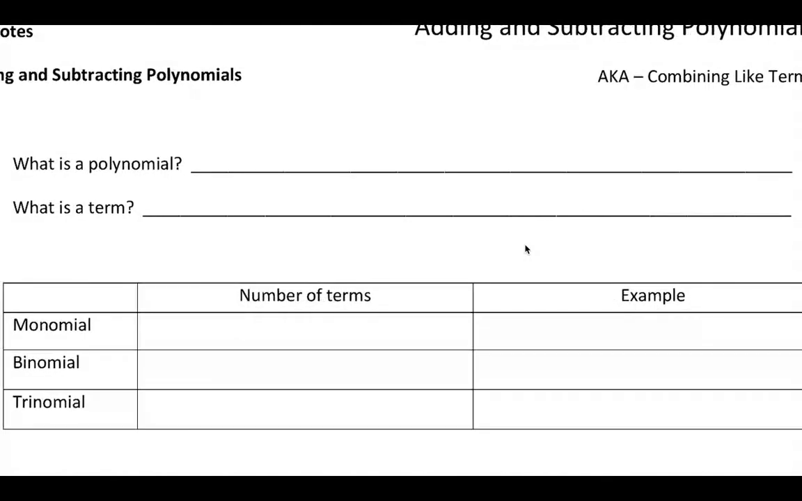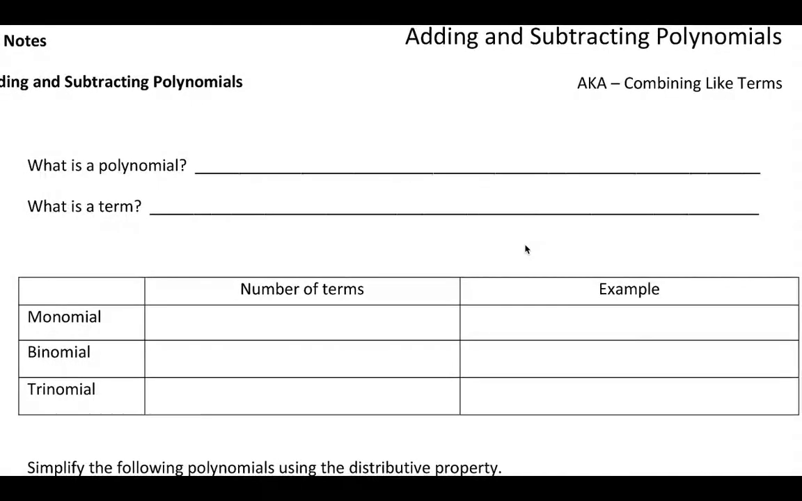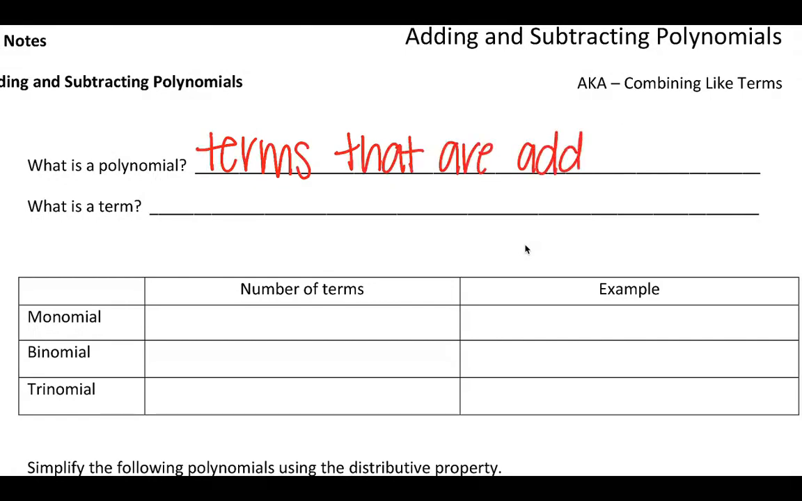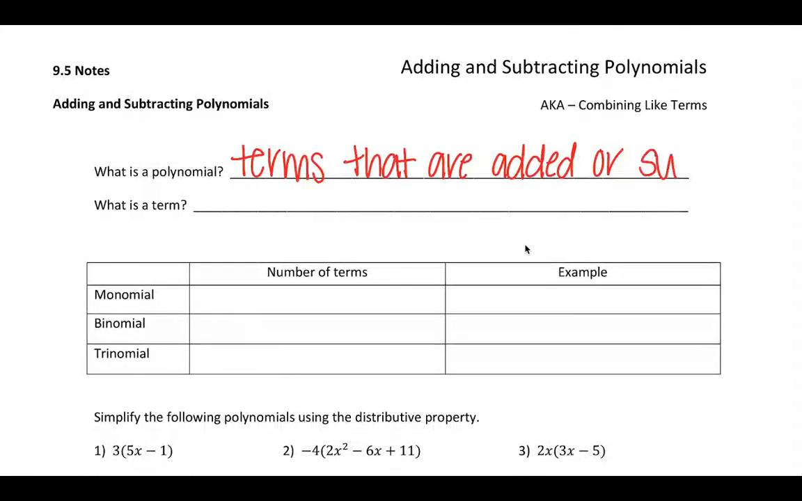So first off, some definitions. We've been talking about polynomials. What is a polynomial? Well, a polynomial is terms that are added or subtracted. Terms that are added or subtracted. So you might have something like 6x minus 4, 6x plus 3 minus 2x squared, something like that.